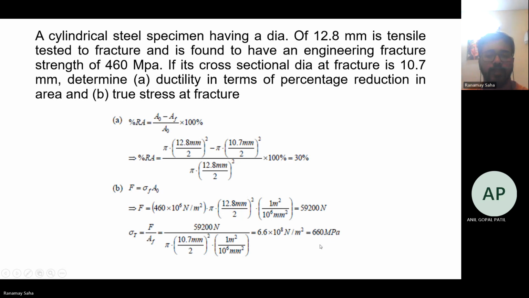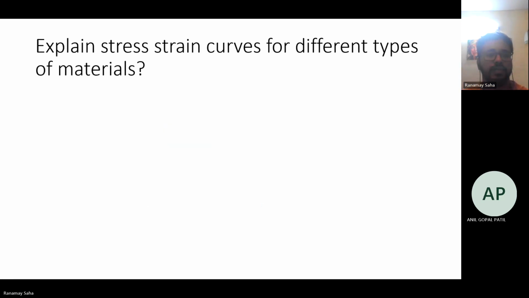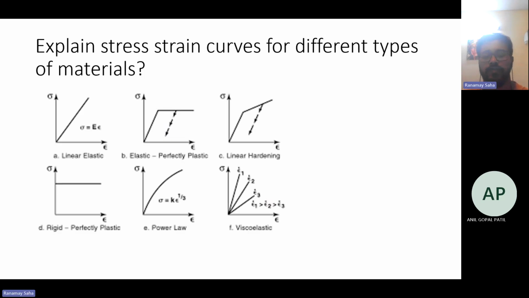Yeah, now we'll move to the aspect of mechanical engineering. We try to understand how stress-strain curves vary in the case of different types of materials. The first one is a linearly elastic material, which is a purely, perfectly elastic material, and it gets fractured beyond the elastic point, and there is no plastic region.